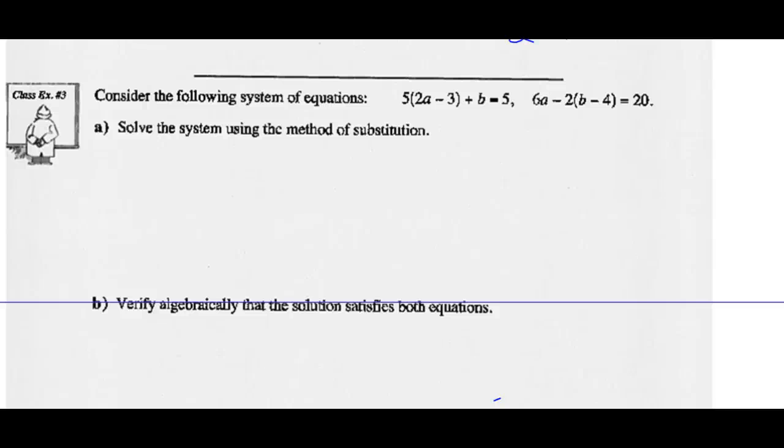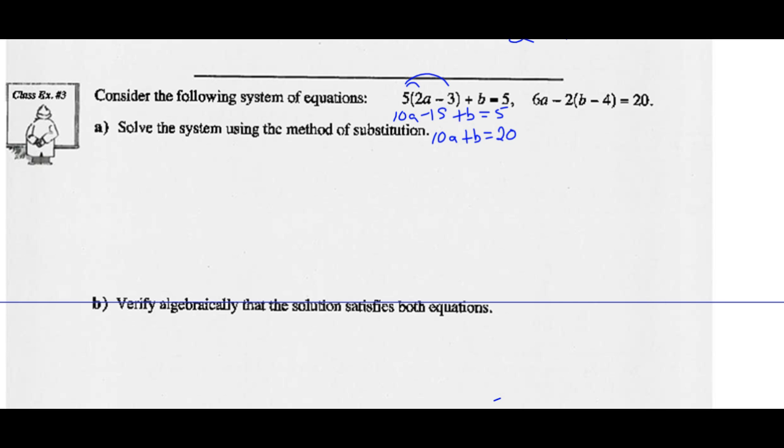5 times 2a is 10a. 5 times minus 3 is minus 15. So I've got 10a minus 15 plus b equals 5. Then I'm going to add 15 to both sides. So I get the equation 10a plus b is equal to 20. So I simplify that first equation.